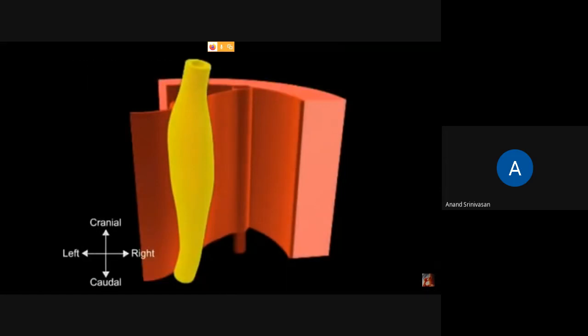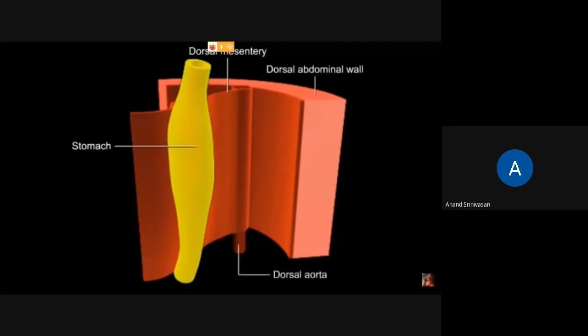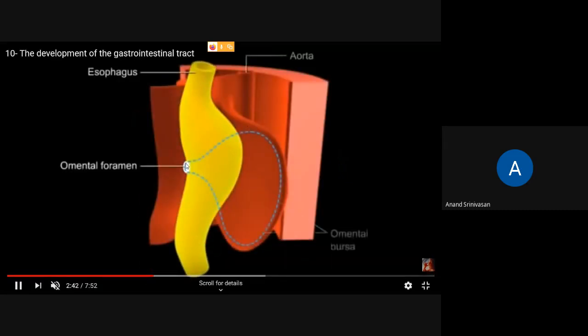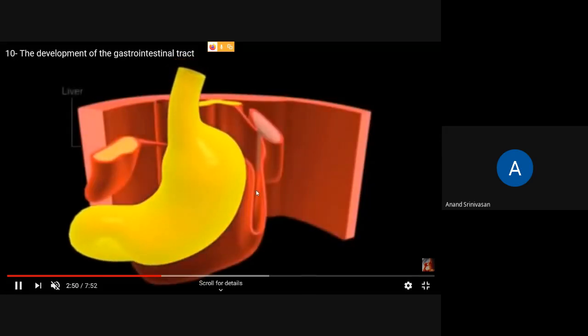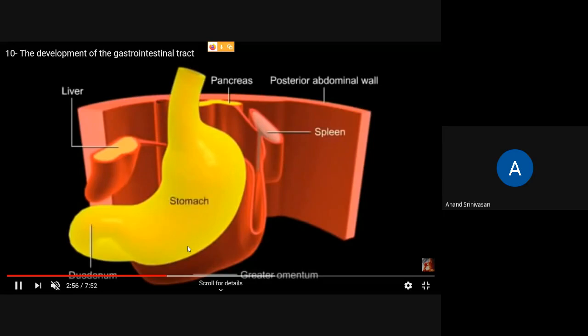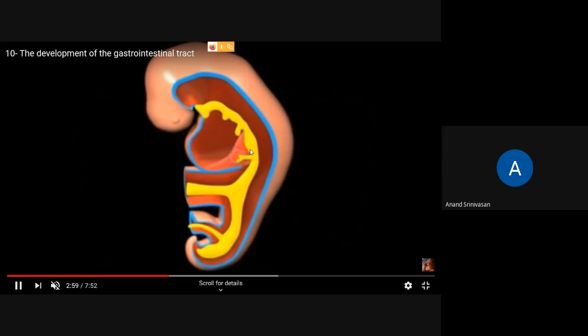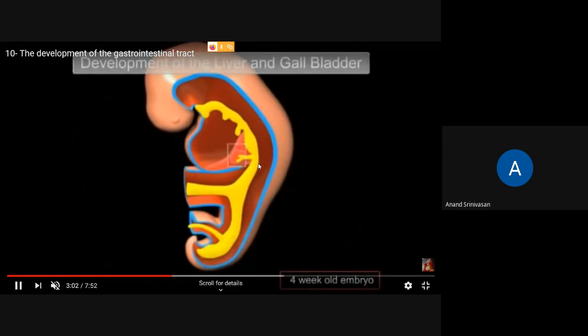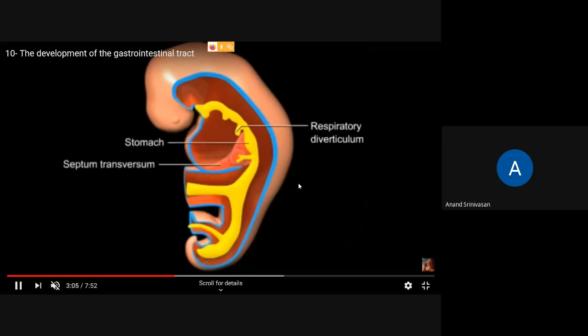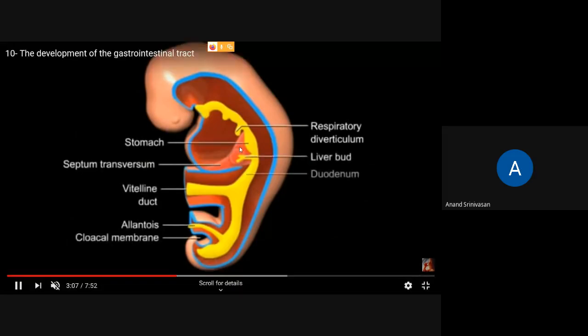Now the same structures, if we are viewing it from the parasagittal view. Here, this is the epiploic foramen or the omental foramen and the lesser sac. You can see the right margin grows at a lesser pace compared to the left margin, the lesser sac. Now the development of the liver and gallbladder. You can see the septum transversum, the developing liver.